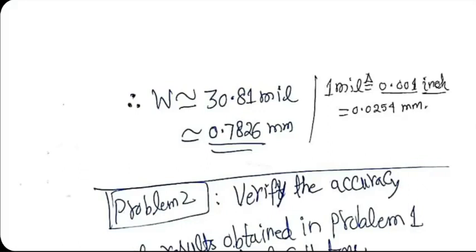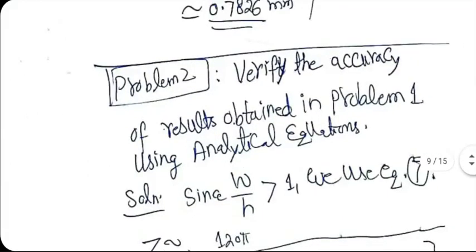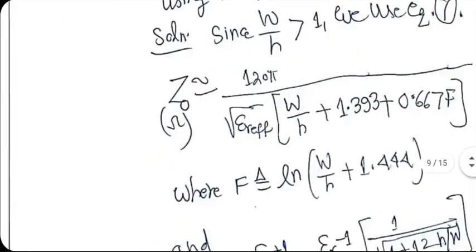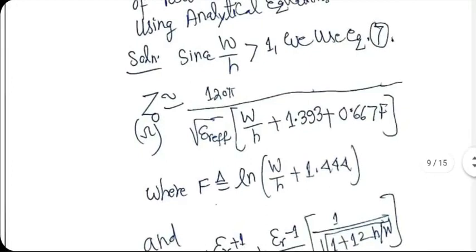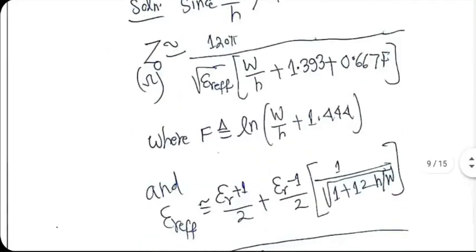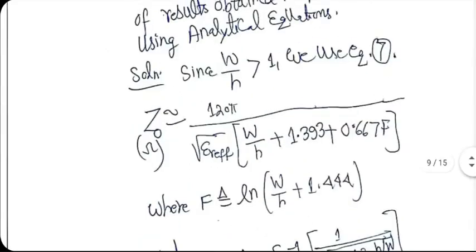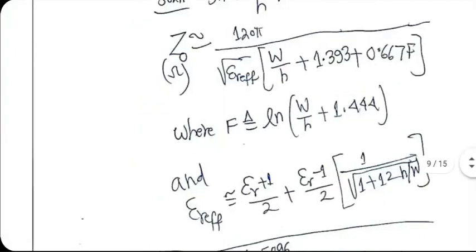Now, problem 2 says verify what you got in problem 1. That means you should use analytical equations to make sure Z naught is 50 ohm for your design. The formula for Z naught, depending on W by H value, is different. You can check back in this document later. For W by H greater than 1, this was the formula, where capital F is a local parameter again. So I am repeating all the calculations. In this formula, epsilon r effective also appears. So you have to calculate that also.